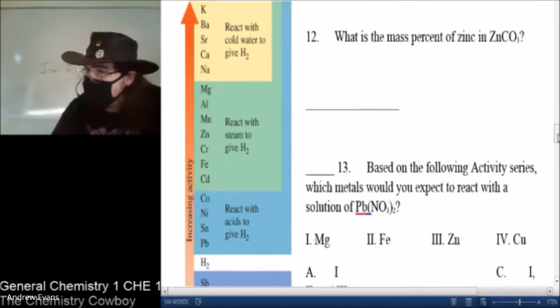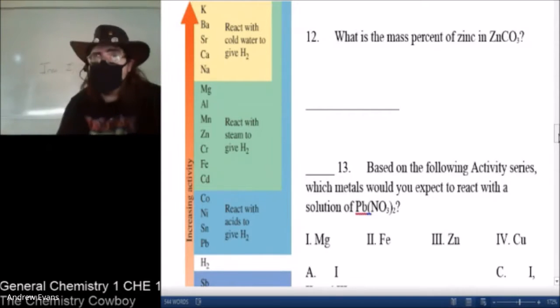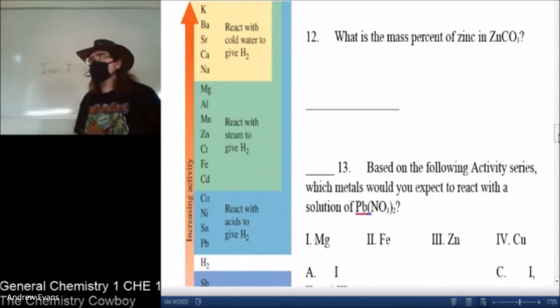Number 12, perfectly legit, perfectly reasonable. What is the mass percent of zinc in zinc carbonate? There's a lot of people who made mistakes on the lab 2, figuring out what mass percent is. Mass percent is always the mass of the element or compound you care about over the total mass of the mixture or total mass of the compound.